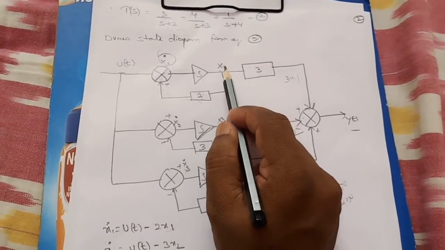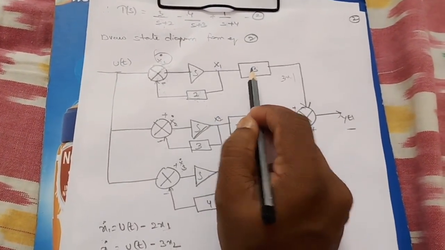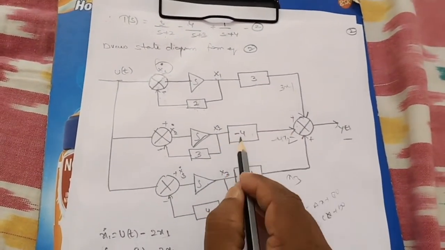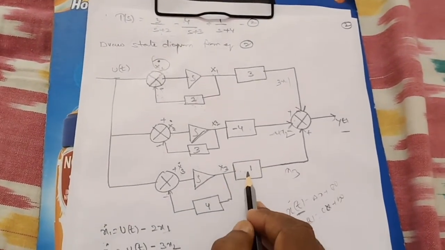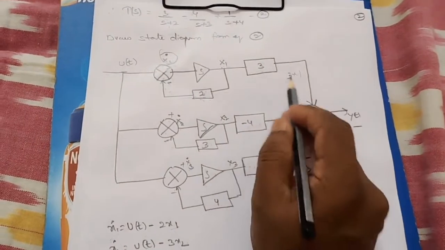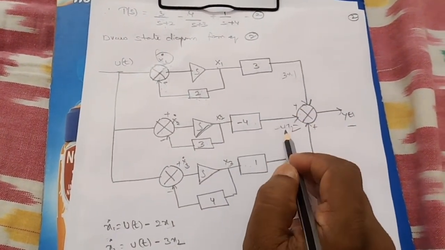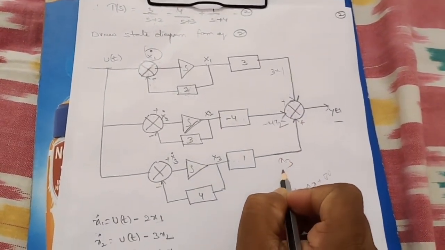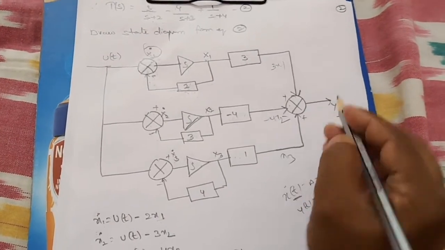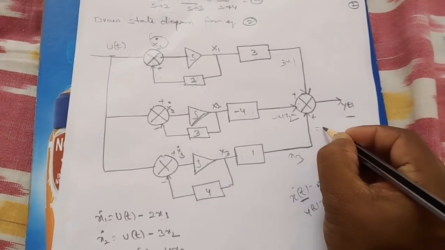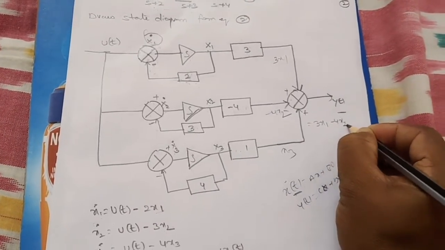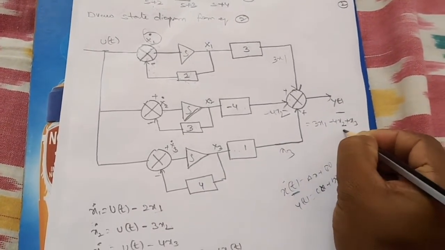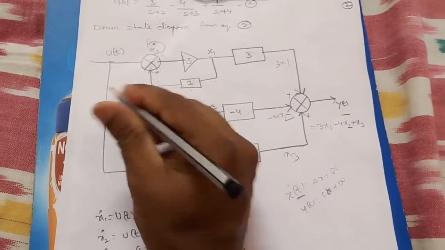So x1, if it is multiplied with this 3, what will you get? 3x1. x2 multiplied with this minus 4, you will get minus 4x2. If x3 is multiplied with this 1, you will get x3. All these are added: 3x1, minus 4x2 and x3. So what will be the final output? Y of t equals 3x1 minus 4x2 plus x3. So this is your output and this is your input.